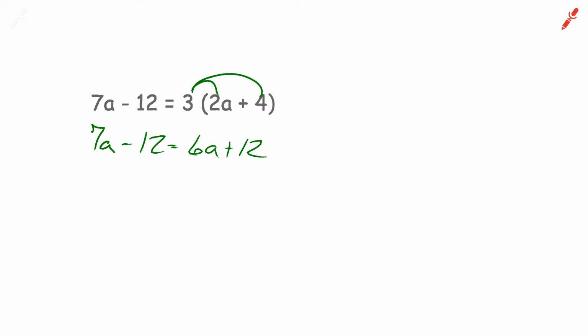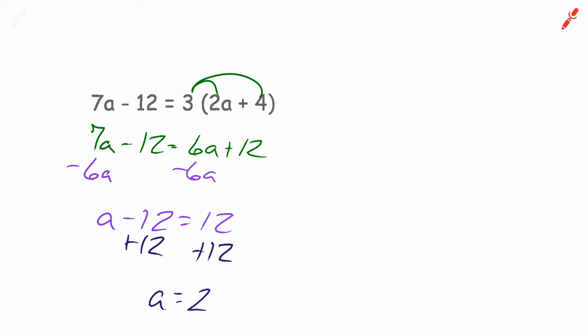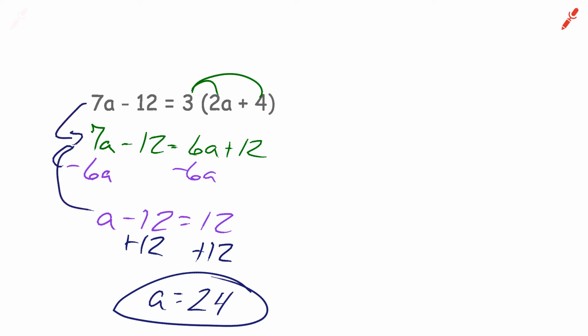Now I'm going to subtract the 6a from both sides. Minus 6a, minus 6a. A minus 12 equals 12. Add 12, add 12. A equals 24. That's my final answer. I want you guys to go through, please, and justify this for me. Justify. And when you're ready to move on, go ahead and push play.